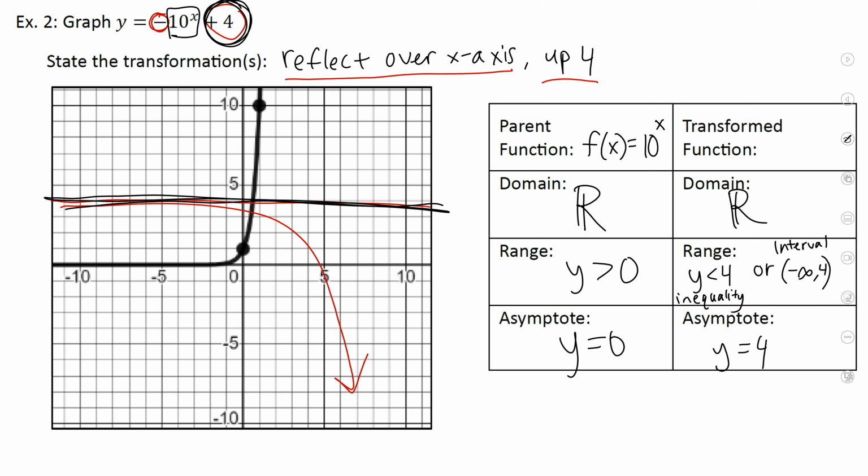Also, if you wrote it in set notation, I'll just write it down here as a note. You don't have to write this, just reviewing. Set notation, you'll just have the curly bracket, and then you'll write y less than 4. That's how you write it in set notation. Okay, next example.